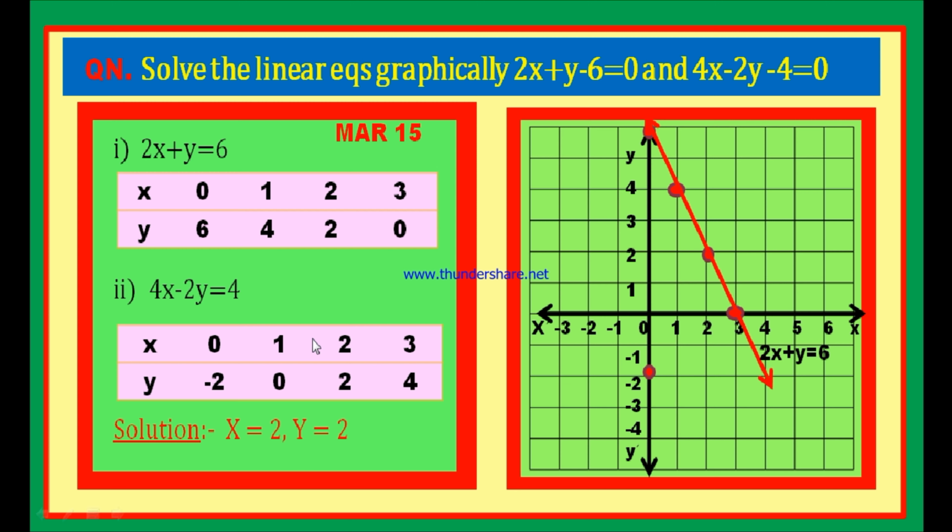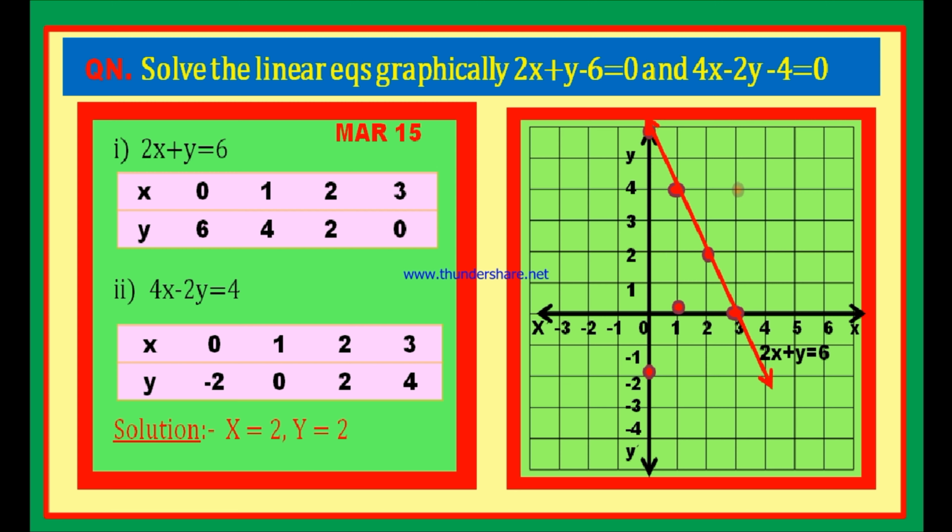Next, x is equal to 1 and y is equal to 0. X is equal to 1 and y is equal to 0 means that point lies on the x axis, and here is the point. Good. Next, x is equal to 2 and y is equal to 2. Already that point is represented there.